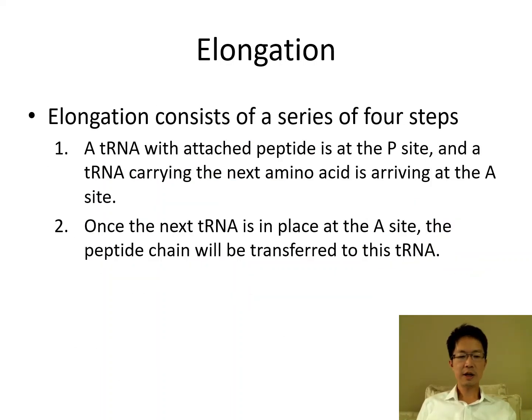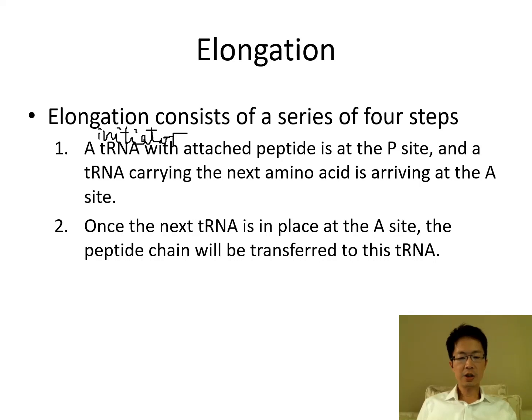Let's continue with elongation. It consists of 4 steps. So the tRNA will attach to the peptide. The tRNA with the attached peptide is at the P site, and the tRNA with the next amino acid arrives at the A site. Okay, this one is the initiator tRNA. Only the initiator starts at the P site.